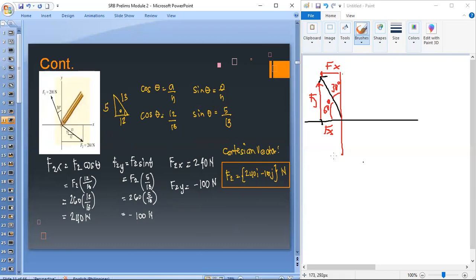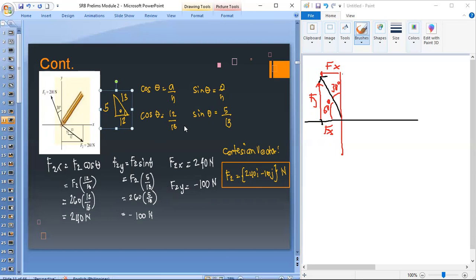So, I said earlier that it's just cosine and sine, where your cosine here is 12 over 13, since your x is 12 and your hypotenuse is 13. So just input that. So F2 is 260 times 12 over 13 equals 240 newtons. And you do the same for y using your sine. Sine is y over hypotenuse, or opposite over hypotenuse.